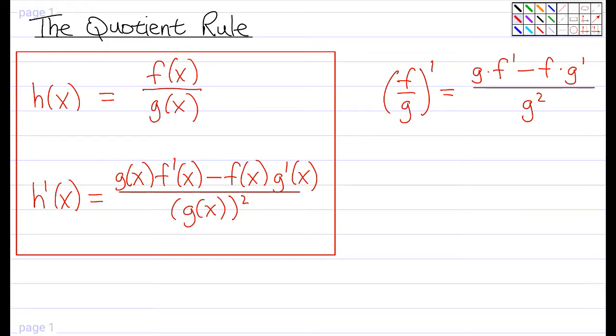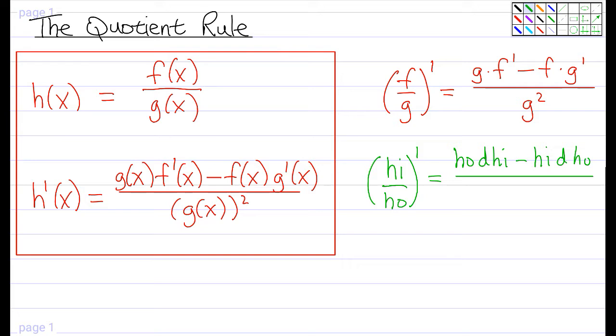Now, there are mnemonics for these things. There's probably many of them. I'm just going to give you the one that I like. If we think of this derivative as high over ho, then we can remember this quotient rule by saying, in order, ho d high minus high d ho over ho ho. That's it. That's a little clever mnemonic for the quotient rule. What I like about this mnemonic is the ho ho in the denominator. I think that's kind of funny.